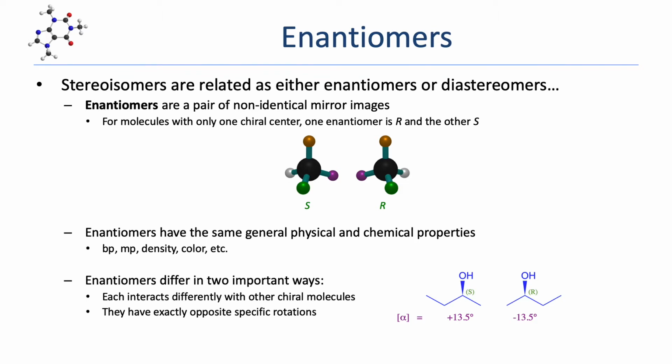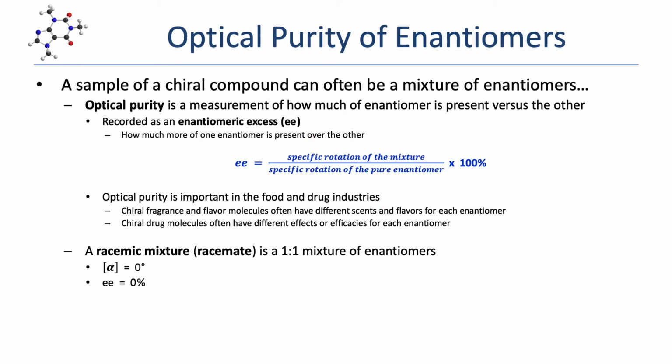measurement using a polarimeter. When chiral compounds are made, either by nature or synthetically, they are often made as mixtures of enantiomers. And this brings about a new issue with respect to purity. Think about it. If you say that something is 100% pure, you have a bottle of water and you say it's 100% pure water. That means that every molecule in there is water. Now you can say the same thing about a chiral compound.